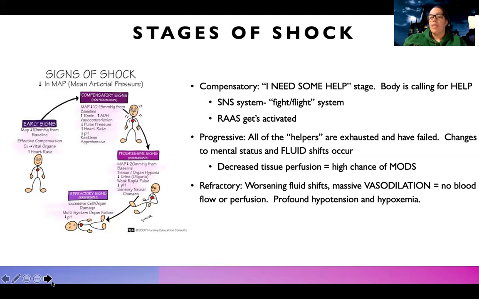And refractory is the last stage, where effectively there are much worse fluid shifts. There's massive vasodilation, which, again, you always think vasodilation is good, but blood pools, everything's open. So fluid spreads from where it's supposed to be in the blood out to the tissues, and there's just no blood flow or perfusion. There's profound low blood pressure, regardless of interventions, and lack of oxygenation throughout their entire body. Sounds really sad.